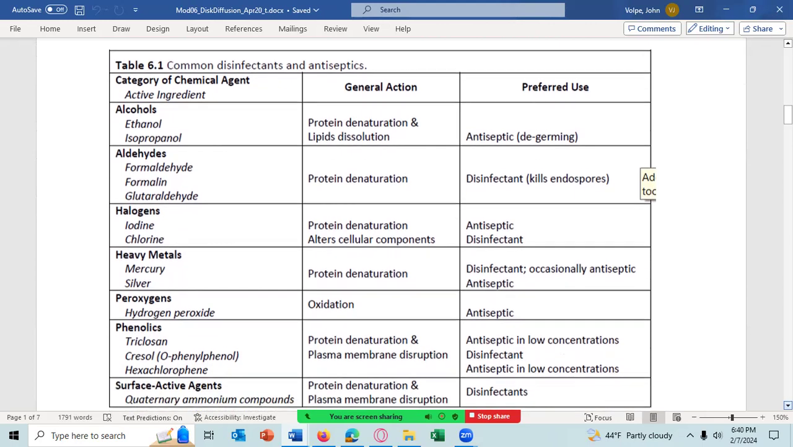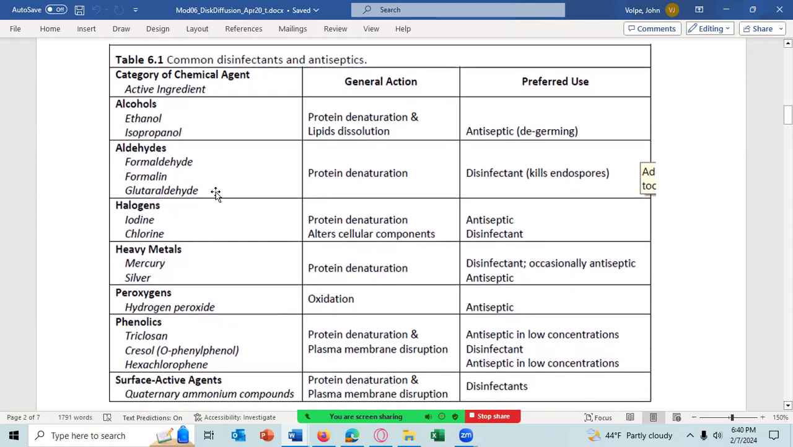So this table is telling you the different chemical agents, their general action, their preferred use, like ethanol and isopropanol, are used as an antiseptic. They are not very good antiseptics, so we call them degerming agents, meaning when we apply either ethanol or isopropanol to the skin, we do not sterilize the skin. All you do is reduce the number of microbes present in the place where you applied the alcohol.